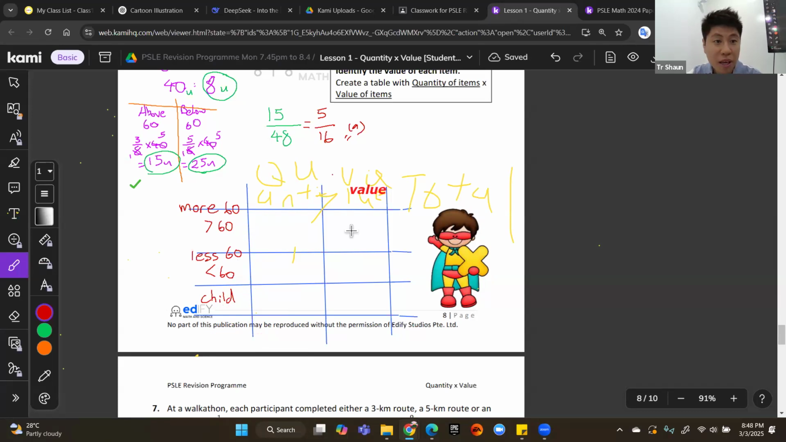So more than 60 we have, this time we saw it, right? Above 60, 15 units. Okay. Less than 60 is 25. Okay, and child is 8. So here total will be 48. Okay, how about the value? Value we need to see at the top, right? Below 60 is 16. So here is 16. Above 60 is 11 and the child is 7.